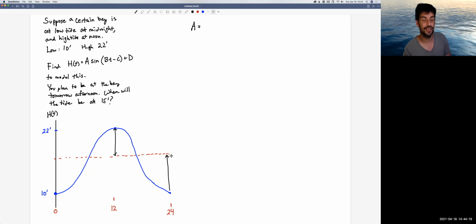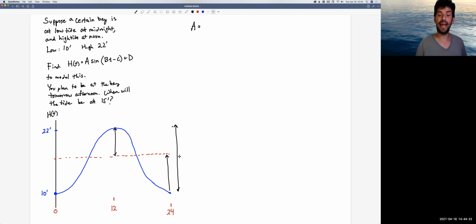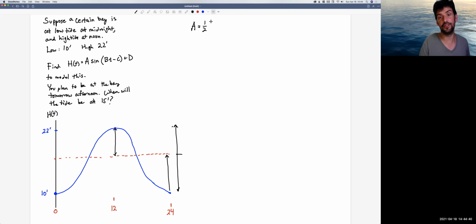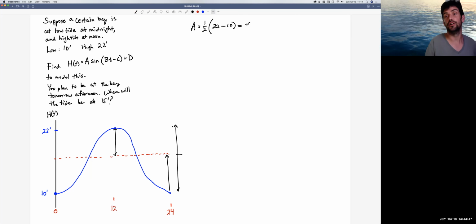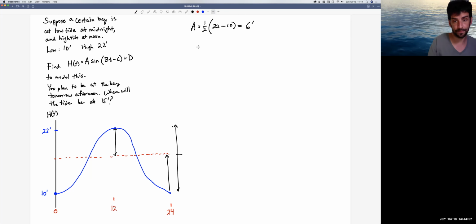My picture's not perfect. But we don't know what the midline is right now, so that's not going to help us. But another way to think about it is it's half the distance, right? If I just go from all the way to the top to the bottom, half of this distance should be our amplitude. So the way we can figure that out is 1/2 the distance from the top to the bottom, which is just the top minus the bottom, which gives us 1/2 of 12 or 6 feet. So our amplitude is 6 feet.